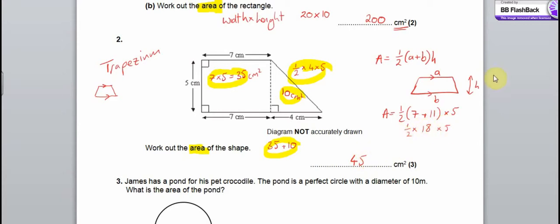same answer both ways. Sometimes you can't split the shape up and you have to use the formula, so it's very worthwhile making sure you understand how to use this for trapezia.